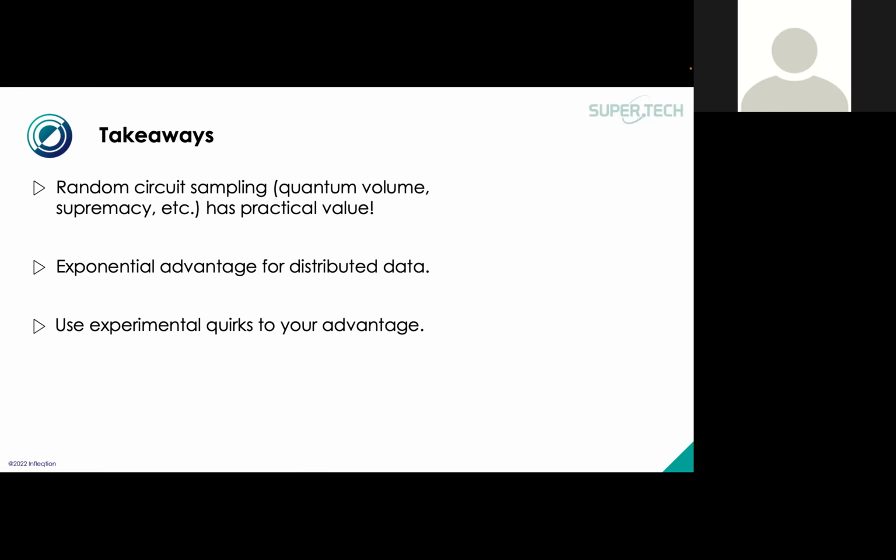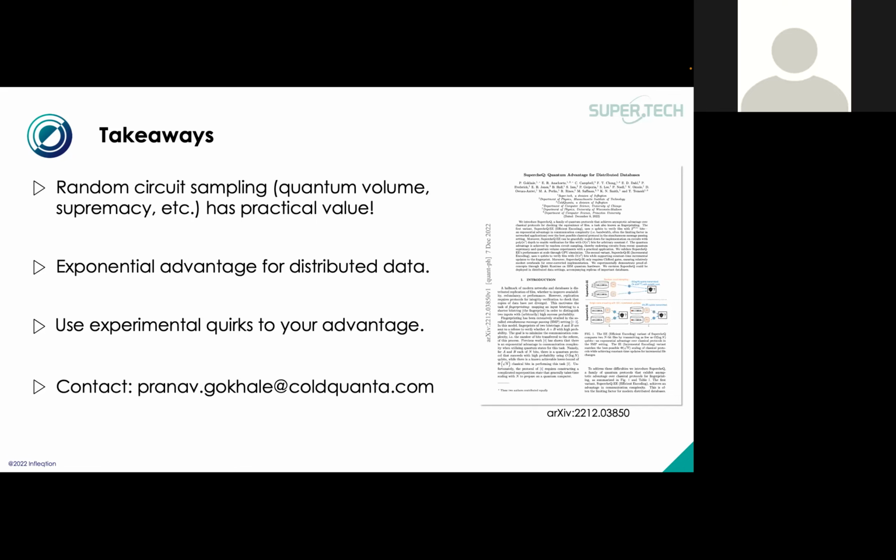And for AQT, I think my message would be that you can use experimental quirks of your hardware to your advantage. Maybe quirk is not the right word here, more like features. So if you can do multi-qubit gates, that's a great thing. It spreads entanglement more rapidly. If you can do qutrits, that means you're in a higher dimensional Hilbert space. So there's potential there. And yeah, the paper is on arXiv as of Wednesday night. And looking forward to taking any other questions.